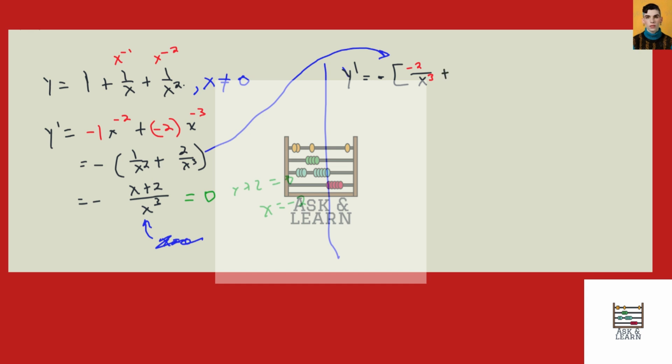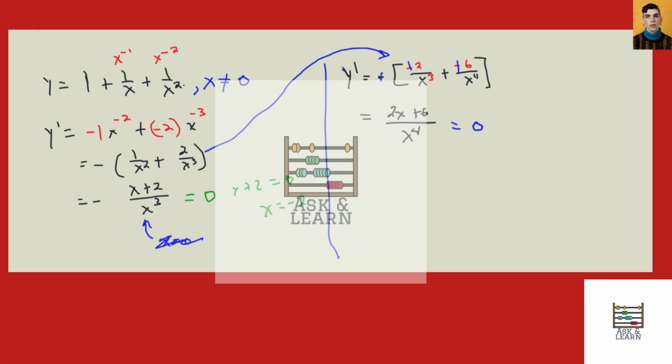And then plus negative 6 over x to the 4th. Now we can go ahead and distribute that negative, which would cancel those out. So plus, plus, plus. And then combining those into one fraction, we would get 2x plus 6 over x to the 4th. Now let's go ahead and set this equal to 0 to find our possible point of inflection.